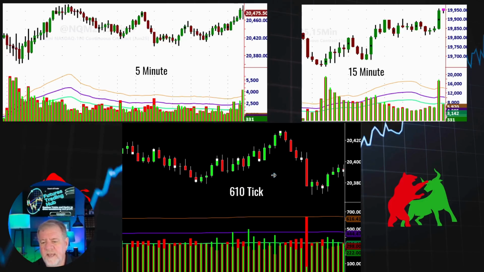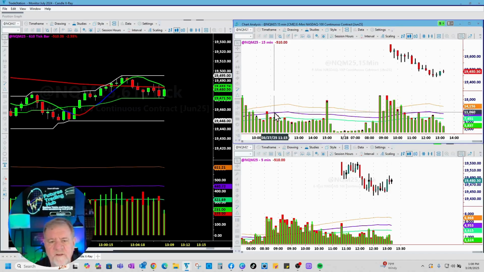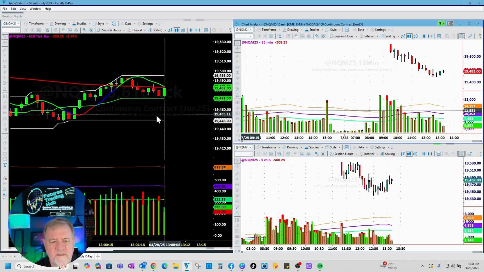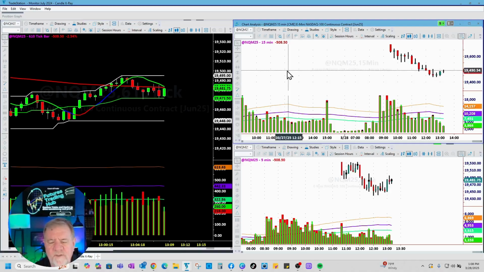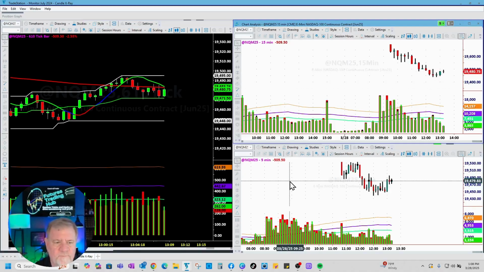So let's go look at the charts. Let's look at some charts. We're looking at candle X-ray, and we're looking at it from the perspective of 3 charts. We have a 610 tick chart here. We have a 15-minute and a 5-minute tick chart.